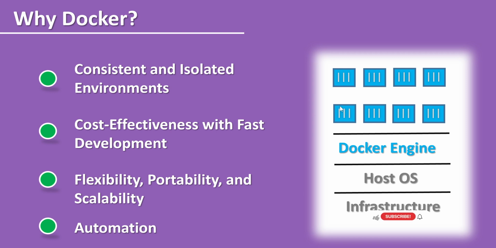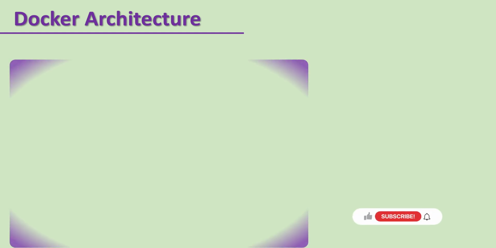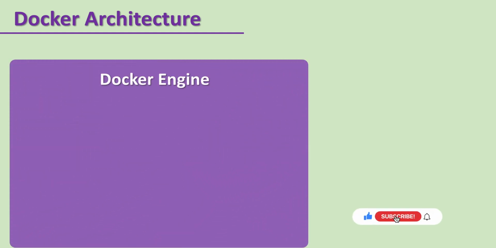This container is an isolated process, in general, you can say. So it acts like a new operating system. It acts like a completely isolated environment where you deploy your application. Now, let's understand the Docker architecture. Docker comes with the Docker engine.